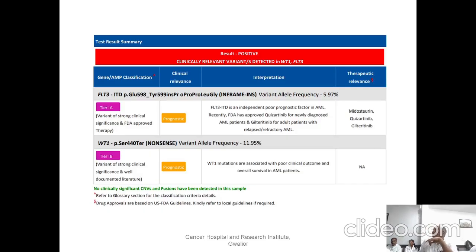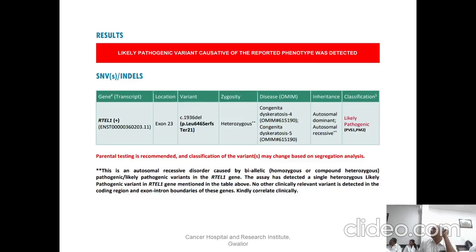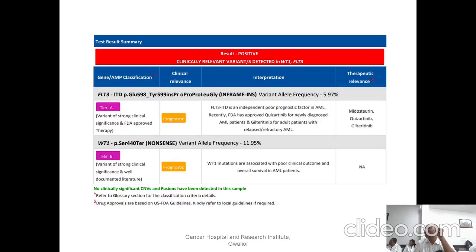Now look at this NGS report. He has FLT3 and WT1 positive. That we already know. Here what you need to see is the variant allele frequency, VAF. FLT3 was so low, but still we gave a chance and gave midostaurin and somehow it works. Now this is a problem. Anything else you want to do on this patient?